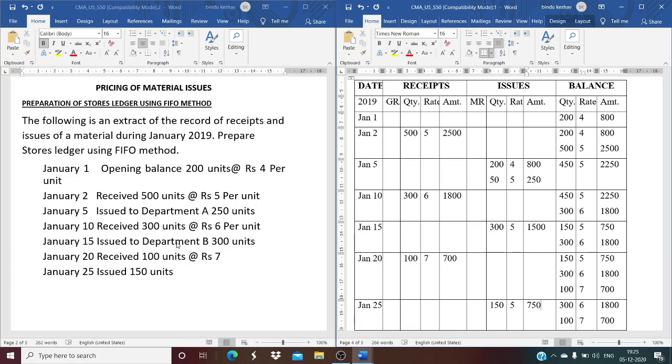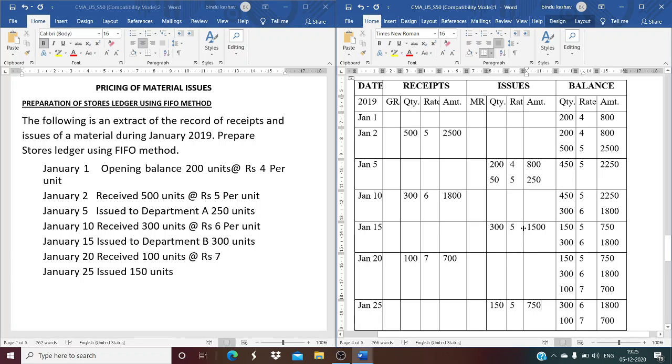Next we have an issue on January 15th, issued to Department B 300 units. So Department B, we have issued 300 units. It will be issued from the first lot. Now which is the first lot? 450 is the first lot which we have. Now from 450, 300 will be issued.